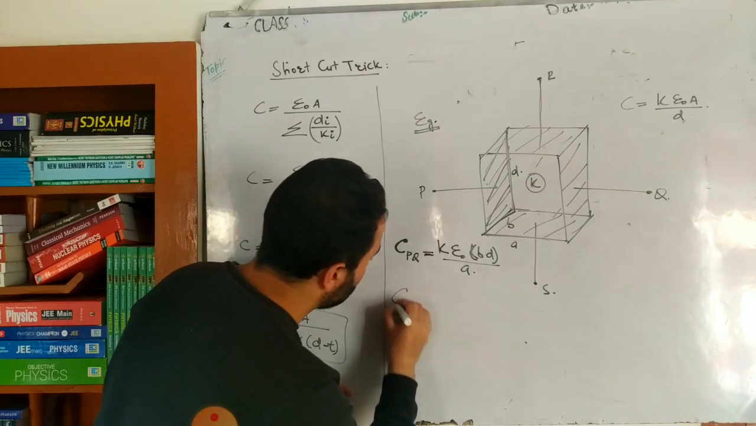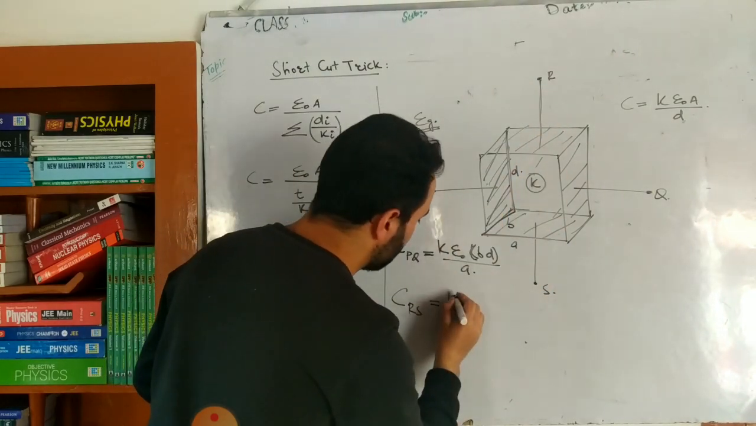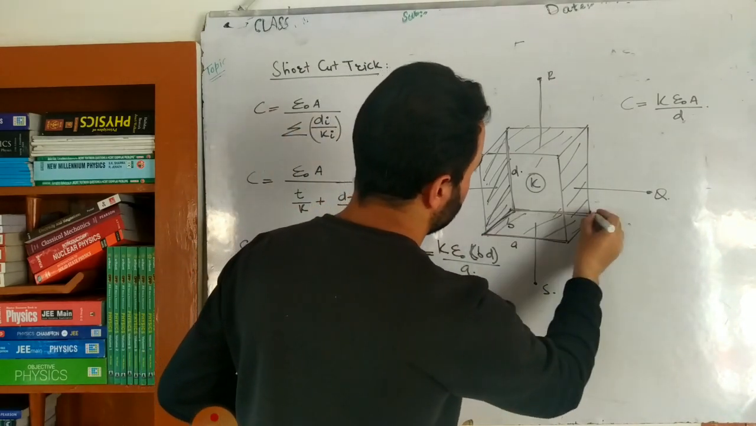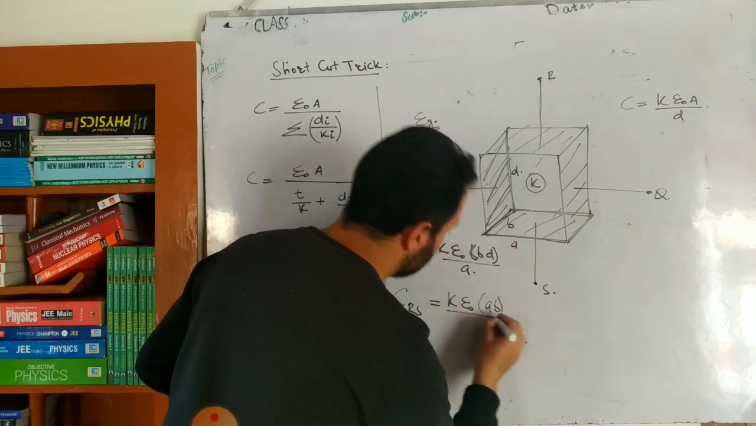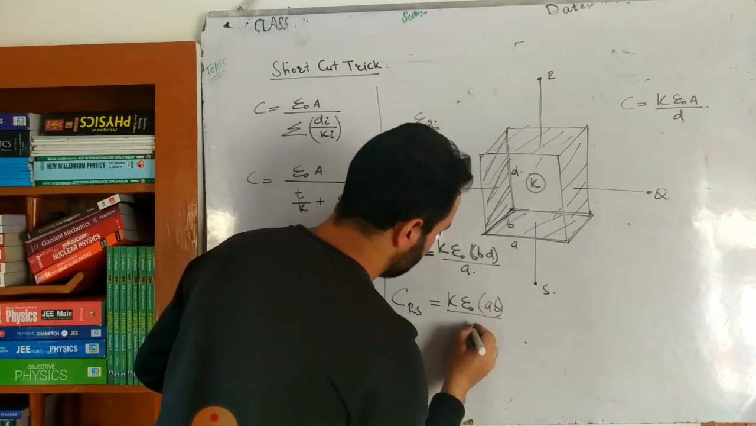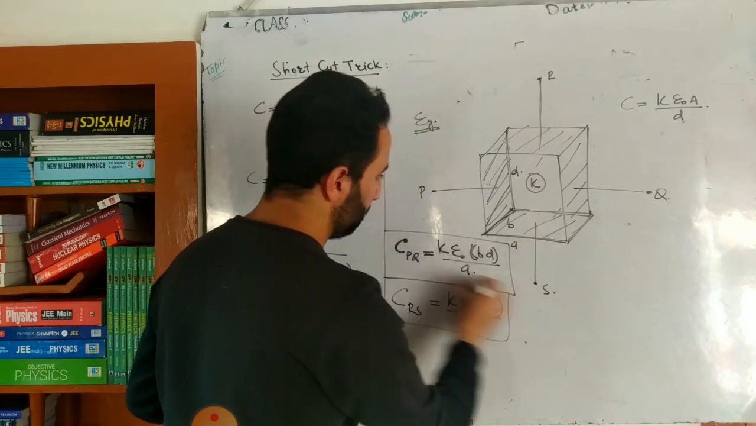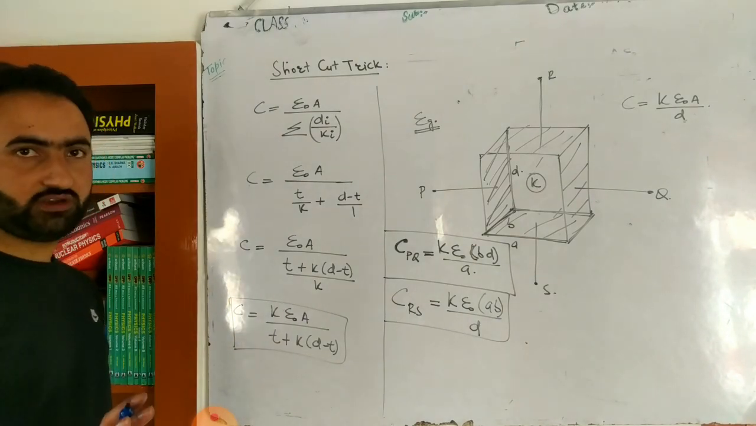Then the capacitance between the points R and S will again be K epsilon 0 multiplied by A. Now this time A is the area of this plate, that is A multiplied by B. So here I will write AB divided by the separation between the two plates, that is D. So this is the capacitance between the points R and S, and this is the capacitance between the points P and Q. Got it?